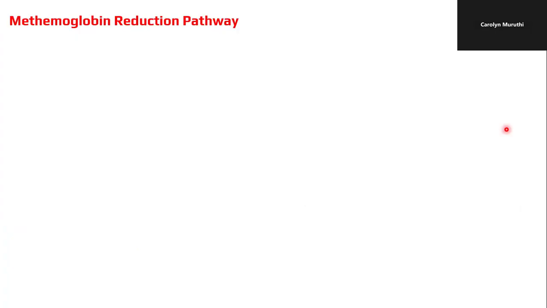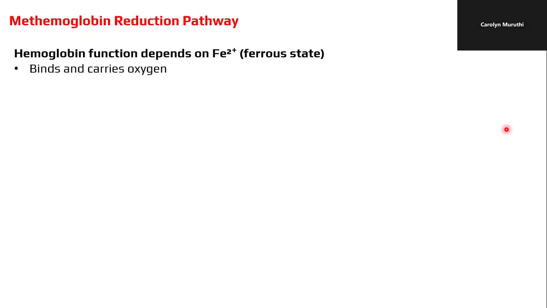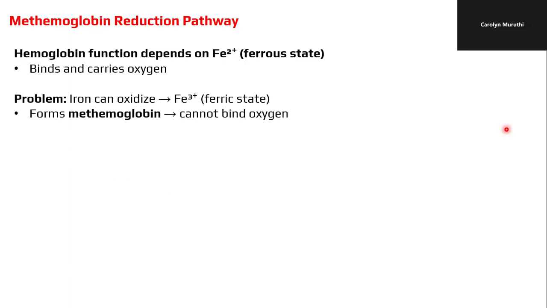The other pathway seen in the erythrocyte is the methemoglobin reduction pathway. And this pathway keeps iron in check. Remember that hemoglobin's iron must remain in the ferrous state to be able to bind and carry oxygen. However, iron tends to oxidize to the ferric state, forming methemoglobin, which cannot bind and carry oxygen.